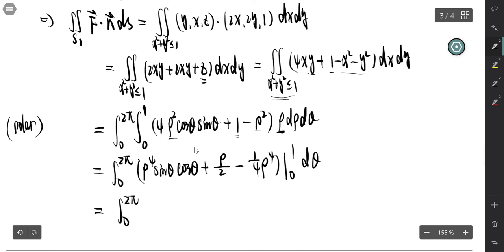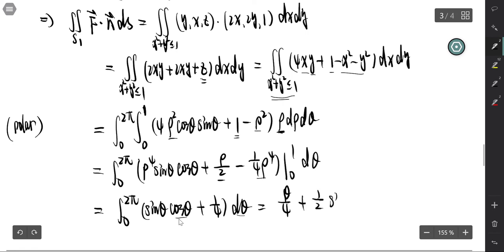from 0 to 2 pi. That's sine theta cosine theta plus 1/2 minus 1/4, that is 1/4, d theta. That is theta over 4. For sine theta cosine theta, we use u substitution. Let sine theta equal u, so cosine theta d theta is du. That's plus 1/2 sine squared theta, with theta from 0 to 2 pi. So that is pi over 2.